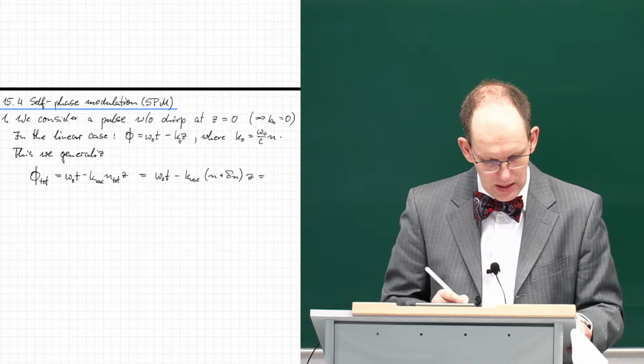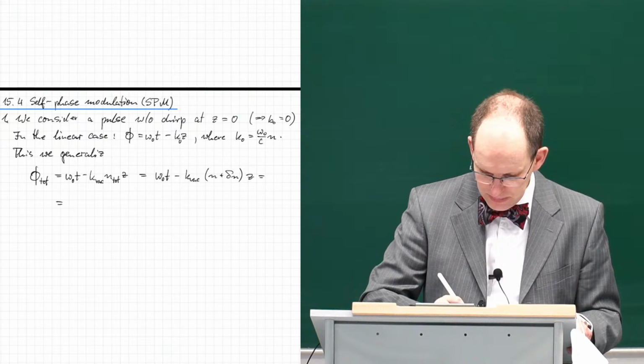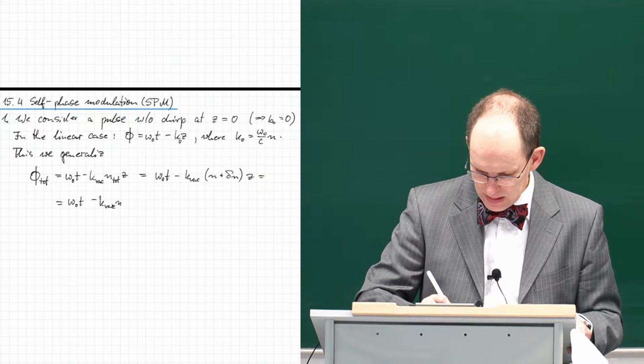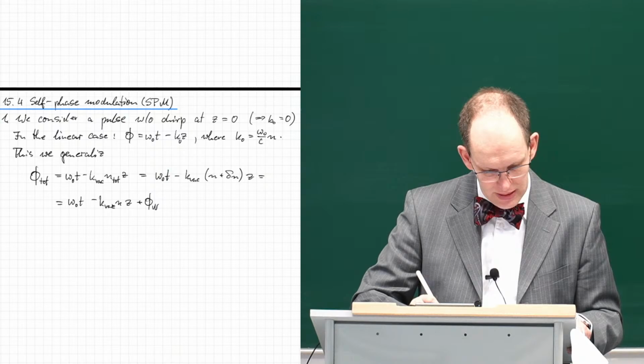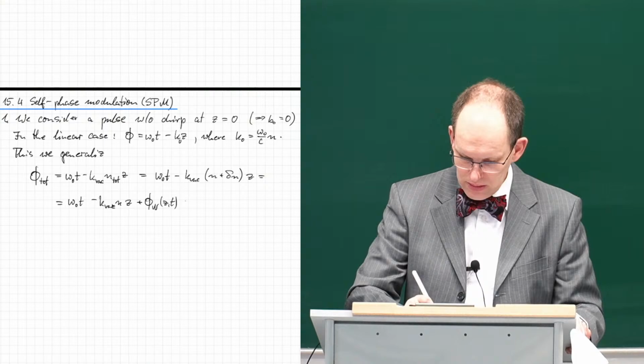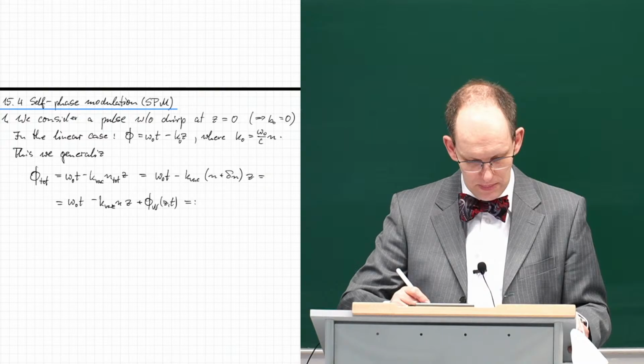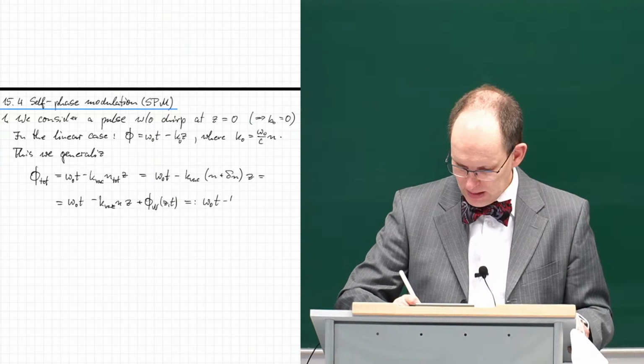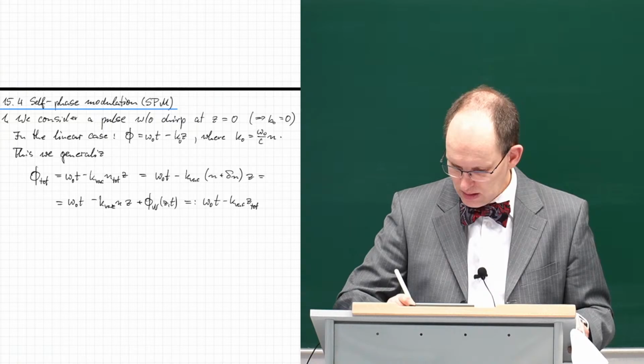And then you can use the nonlinear phase that we introduced. So we have k vacuum n times z plus the nonlinear phase. And we could also introduce a nonlinear optical path length, or the path lengths in general first. So minus k vacuum times the total optical path length.